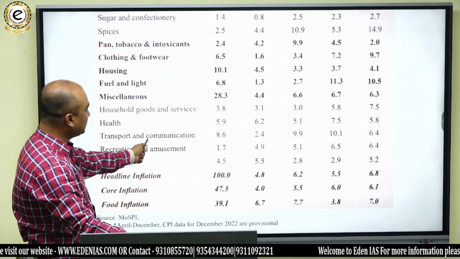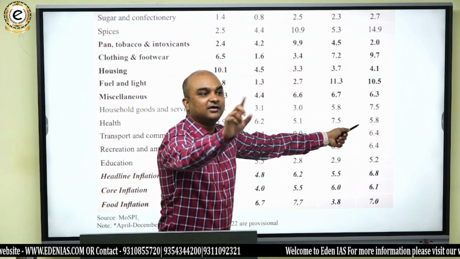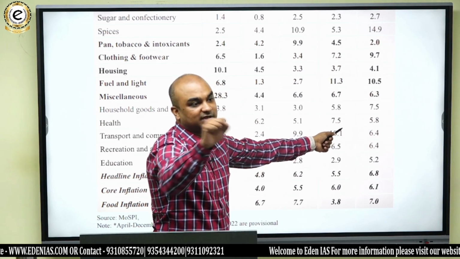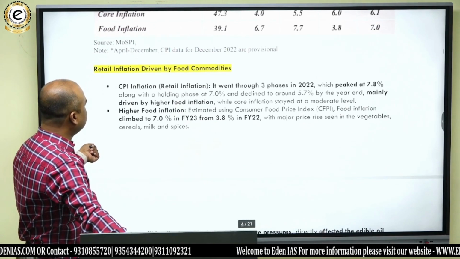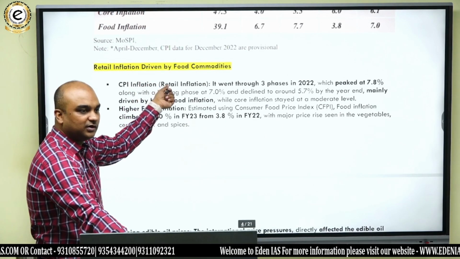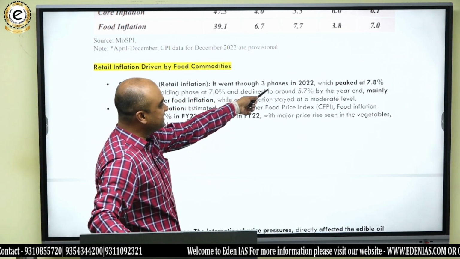तो लाइक फॉर एग्जांपल ट्रांसपोर्ट एंड कम्युनिकेशन में 10% से 6.4% हो गया, और रीजन क्या है, वही पेट्रोल और डीजल का जो एक्साइज ड्यूटी था उसको पीछे लेना। नाउ लुक एट दिस, रिटेल इन्फ्लेशन ड्रिवन बाय फूड कमोडिटीज। CPI inflation, retail inflation, it went through 3 phases in 2022.